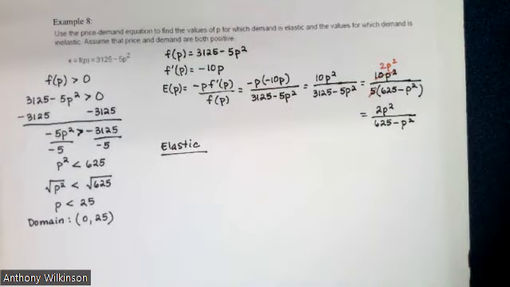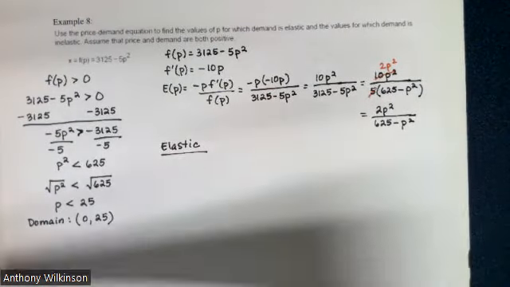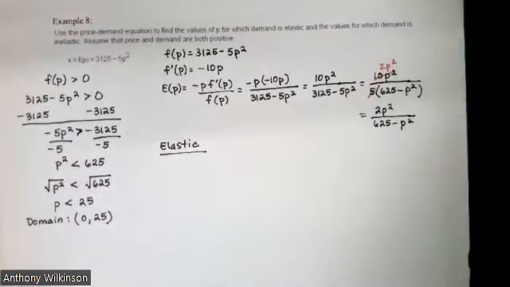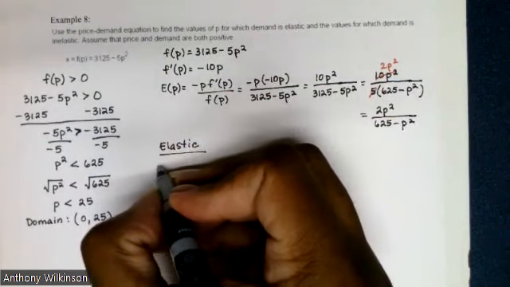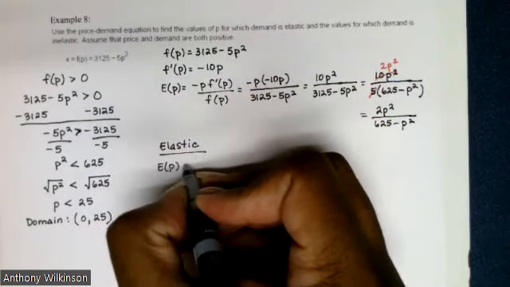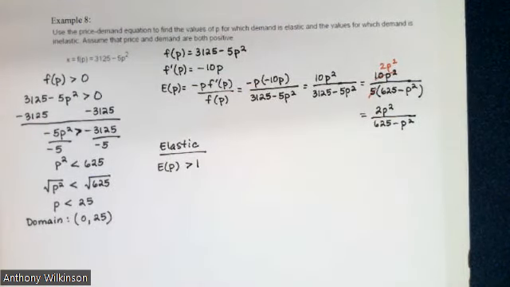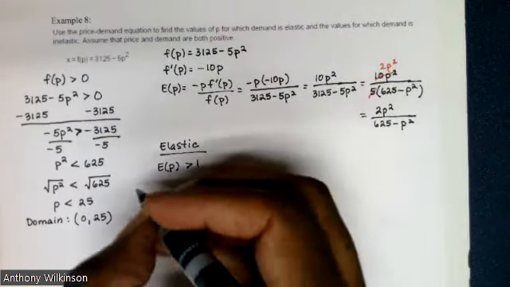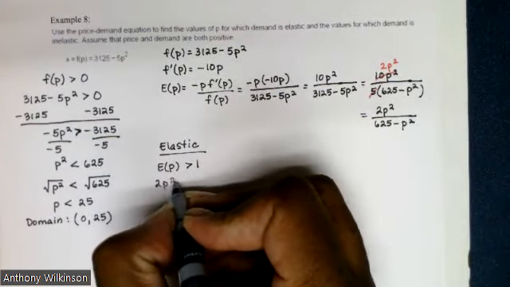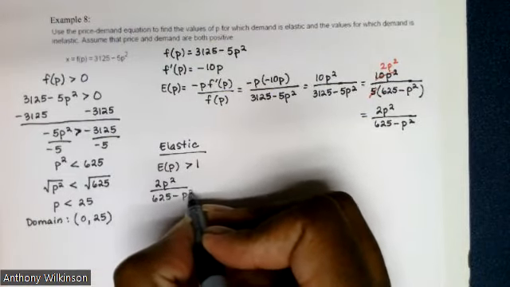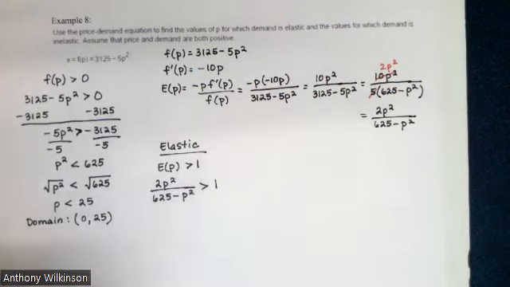Now, if you recall in that last table that I gave you, for something to be elastic, it's got to be where E of P is greater than 1. All right, so we're going to find out the values of P where E of P is going to be greater than 1. So this is our E of P function, 2p squared divided by 625 minus p squared is greater than 1.